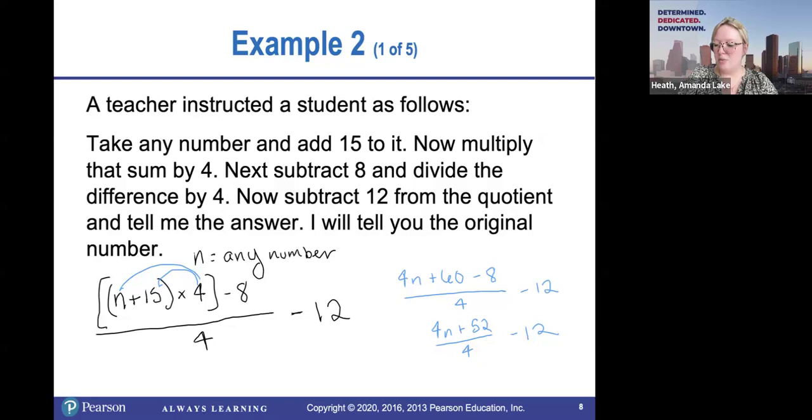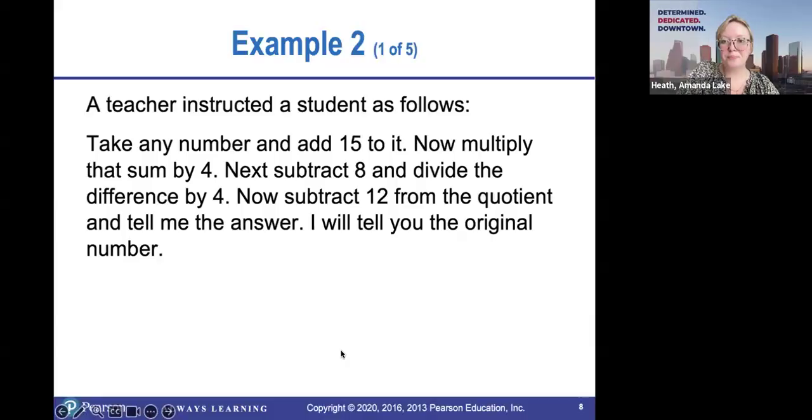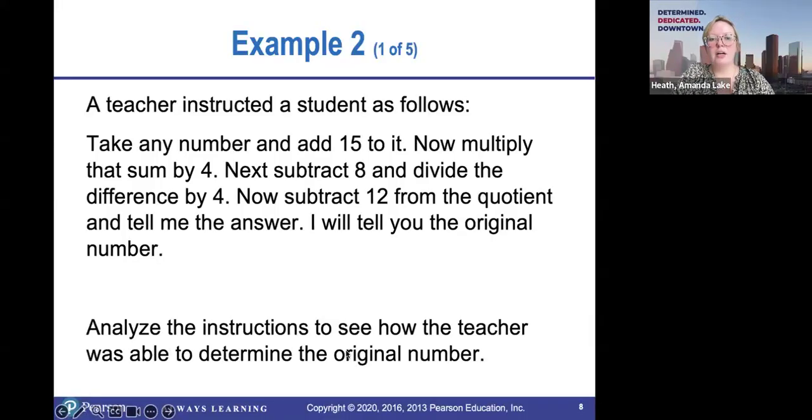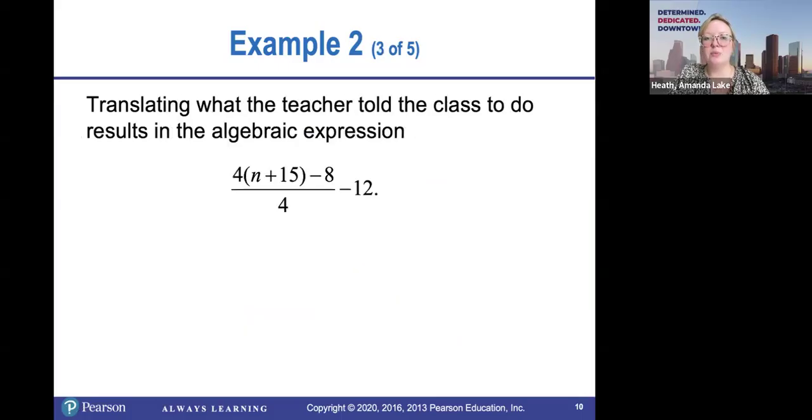All right, so let's walk through how the teacher might have come up with this idea. This is just a discussion of what I just showed you. So add 15, multiply by 4, subtract 8, divide by 4, subtract 12, and that's what we ended up with.